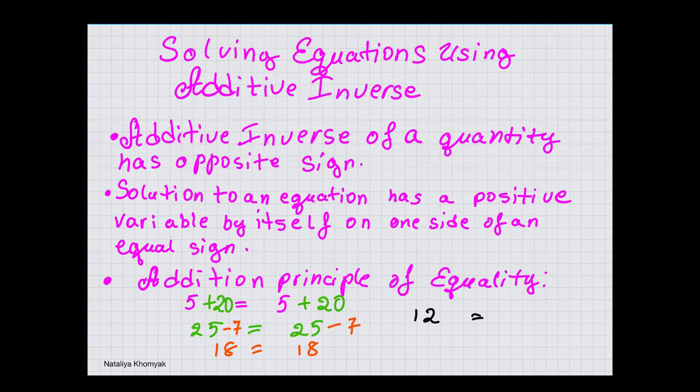Now let's say we have 12 equals 12. If I only add a number to one side of the equal sign, there will be no equality.